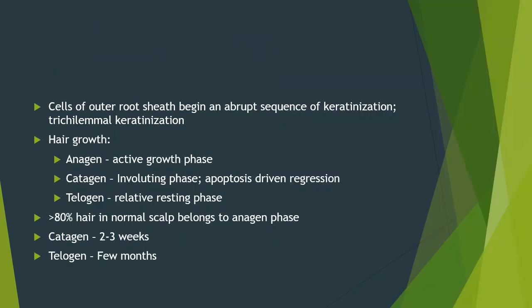So hair growth occurs in various phases. The active growth phase is called the anagen, and in our scalp around 80% of hair belongs to this anagen phase. Then comes the catagen, where the involution of the hair starts, which is driven by apoptosis. And next is the telogen, which is the relatively resting phase. Hair cells remain in the catagen stage for 2 to 3 weeks and can stay in the telogen phase for a few months.